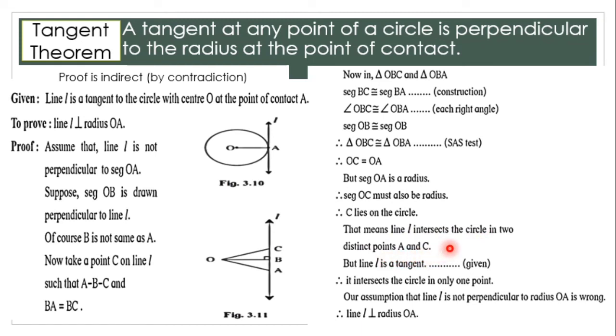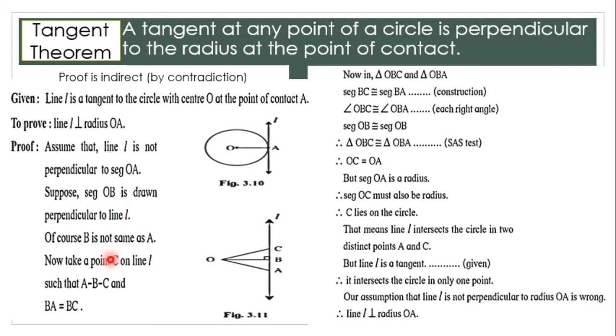But it is not possible, because we know that a tangent touches the circle in only one point. So there may be some mistake in our assumption, isn't it? Line L is a tangent. It is given to us. Therefore, it intersects the circle in only one point. Hence, our assumption that line L is not perpendicular to radius OA is wrong.